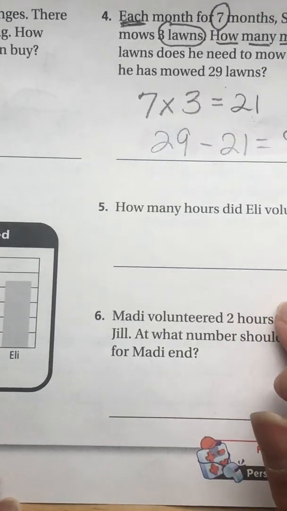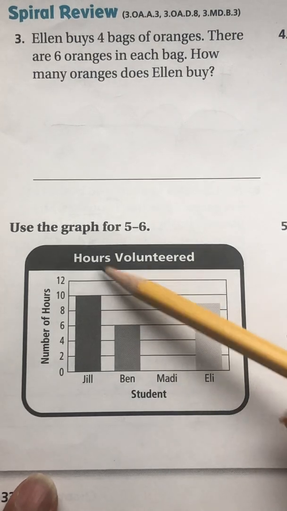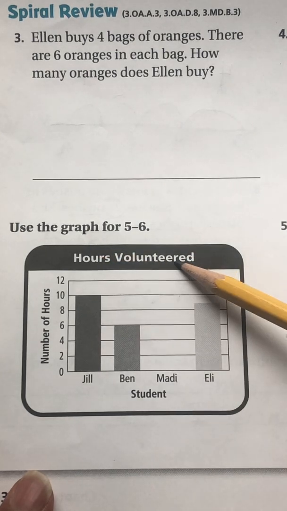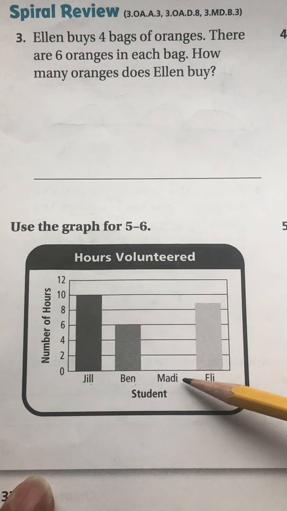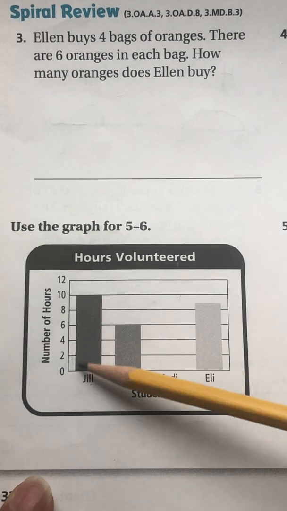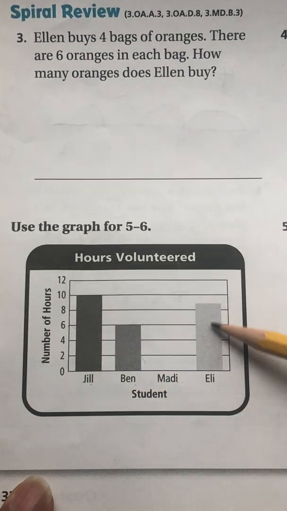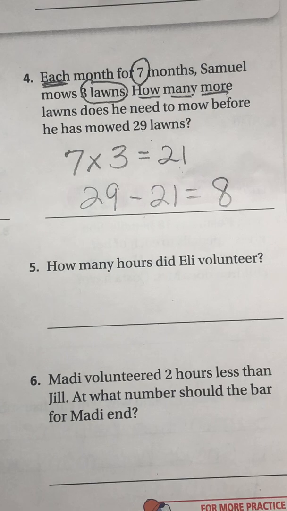All right, I'm going past the 15-minute mark. Remember, I don't like to do that. So I'm not going to do number 5 or 6 either. 5 and 6 is using this bar graph. You'll notice one of the bars is missing for one of the kids. These are hours that were volunteered by kids. You have Jill, Ben, Maddie, and Eli. And it tells you how many hours they volunteered. Look at the bars and see where they go to. And answer questions 5 and 6. We will go over that tomorrow.